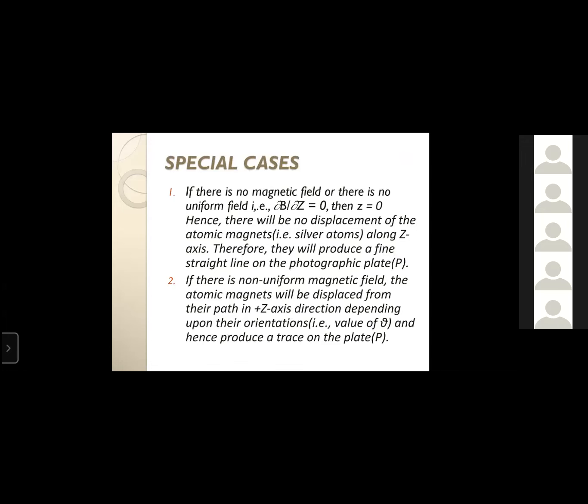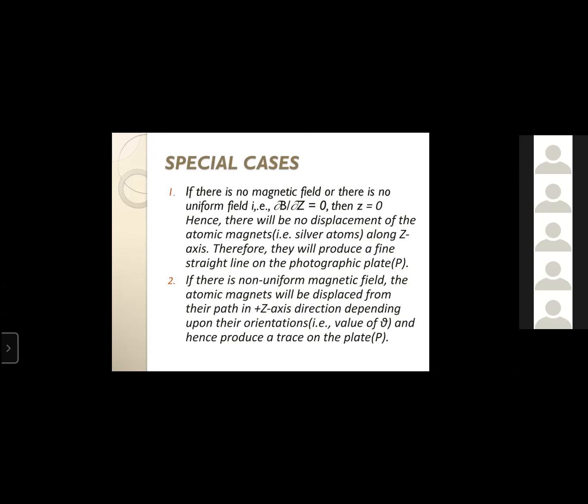Special cases: if there is no magnetic field or there is no non-uniform field, that is ∂B/∂Z = 0, therefore we get Z = 0. Hence, there will be no displacement of the atomic magnets along the z-axis. Therefore, they will produce a fine straight line on the photographic plate P.